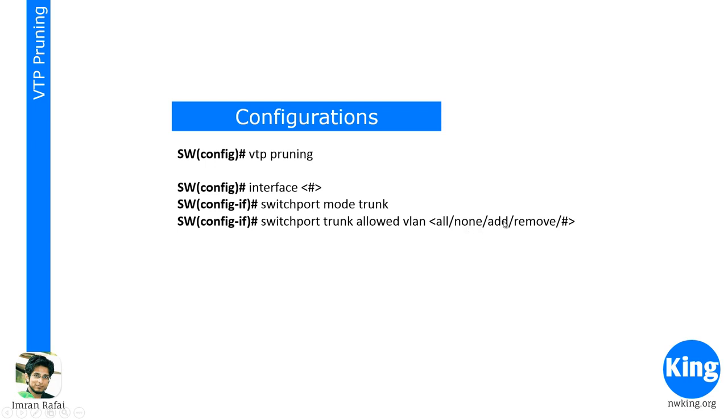When you say add, let's say initially you say allowed VLAN 10 and you want to add one more, you say add and then give 20, that means VLANs 10 and 20 are allowed. Remove is the reverse of that: where you have VLANs 10 and 20 allowed, you say remove 20, and only 10 would be let through. So this is how you do the VLAN allowed configuration.